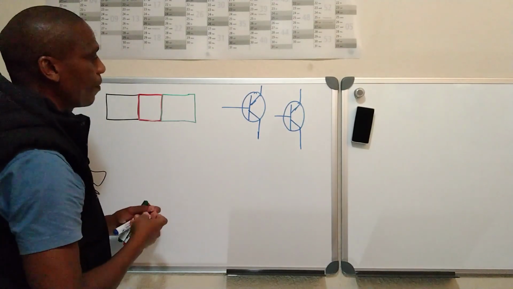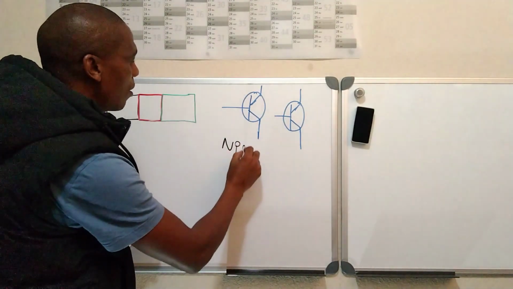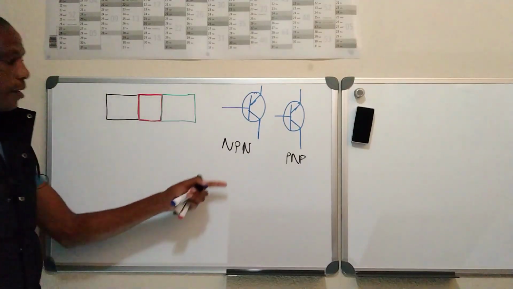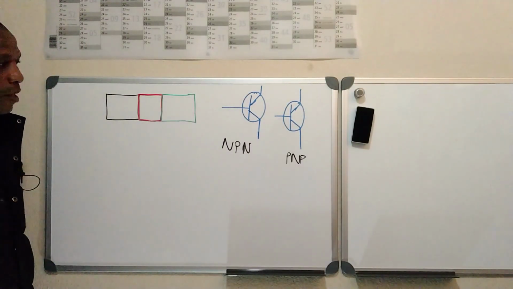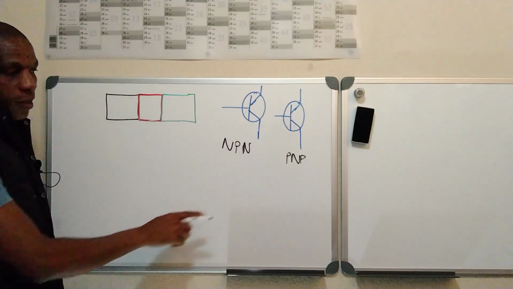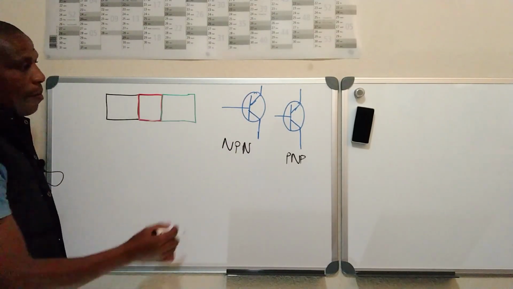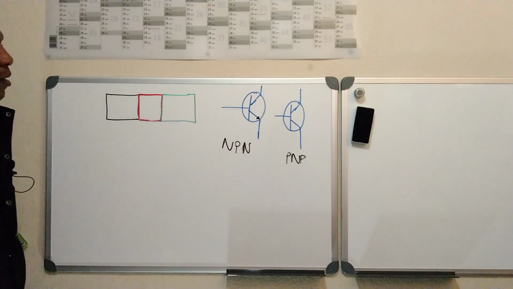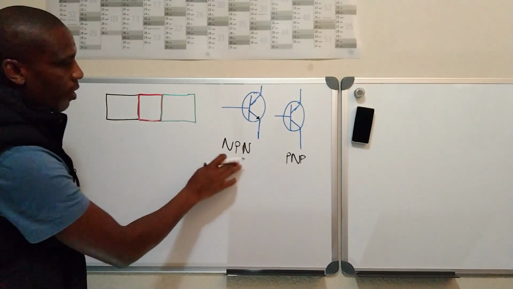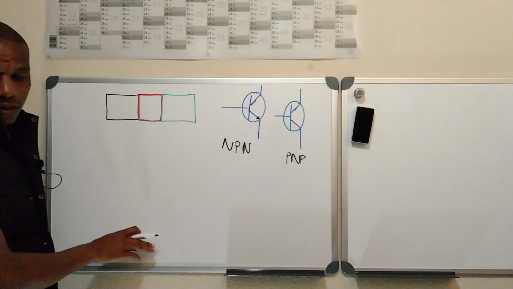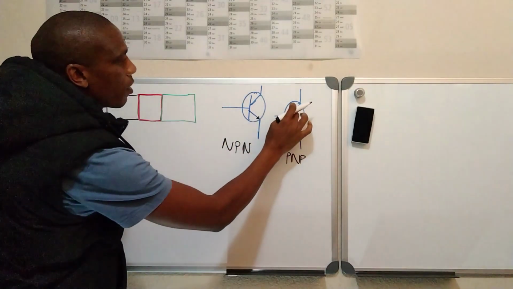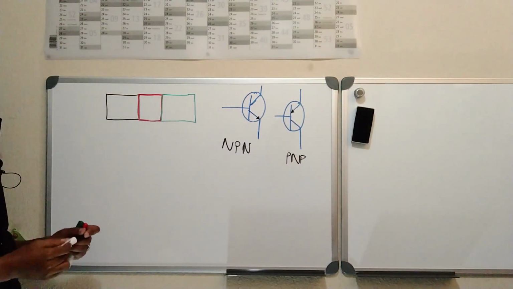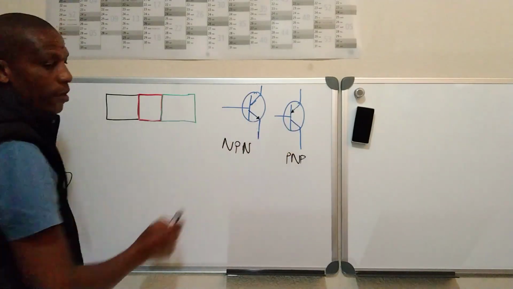We have an NPN and we have a PNP. These are the two types of transistor. How do you know that this one is an NPN and that one is a PNP? By means of an arrow. There's a small arrow in the emitter terminal. In an NPN, the arrow is pointing outwards. In a PNP, the arrow is pointing inwards. You see the difference? Yes. This is the PNP, this is an NPN.